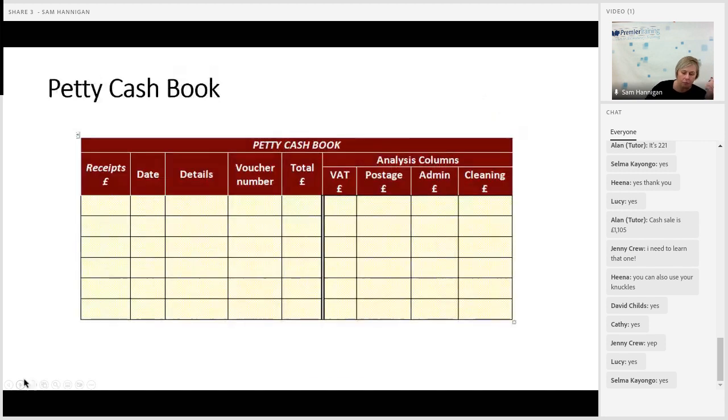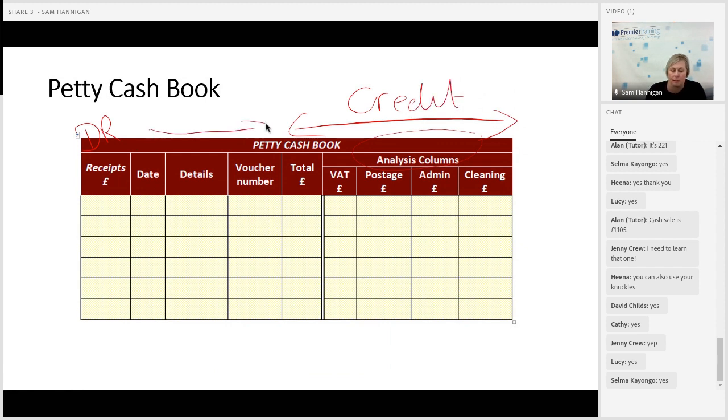Okay. So this is a petty cash book, very similar to your cash book, but we've got more analysis columns here because it's forming part of double entry. So you could actually just have a petty cash book that would be the double entry system. Basically, and this is important, your receipt is your debit. Your payments, which is this side, is your credit entry. And this bit in between is basically your information. So it doesn't look like a T account because you've got this bit in the middle, but it is your debit and credit.